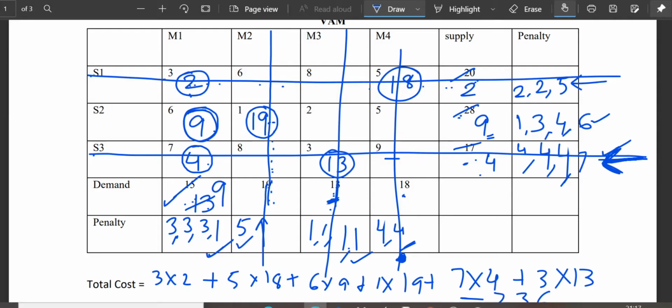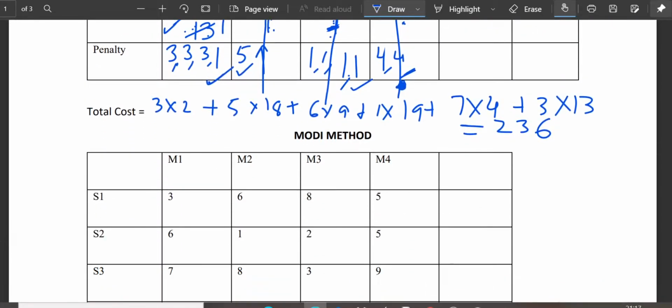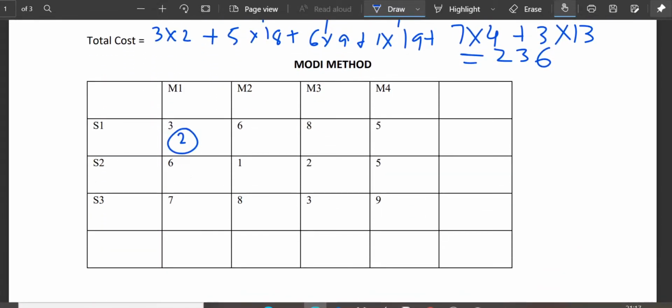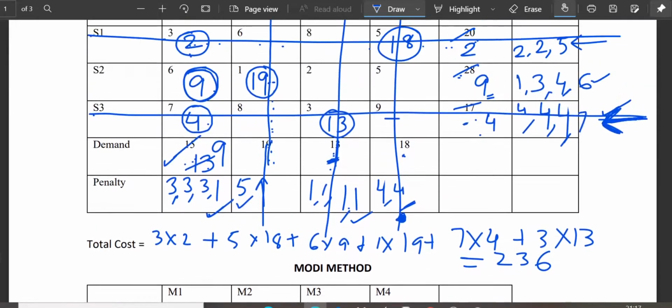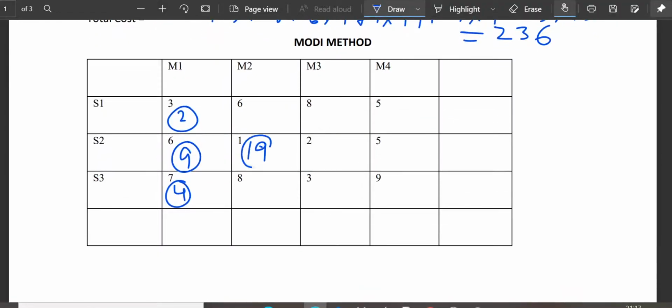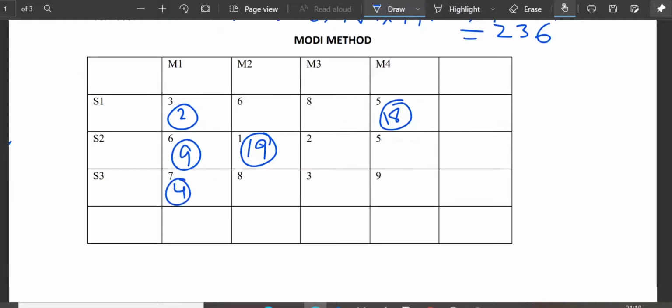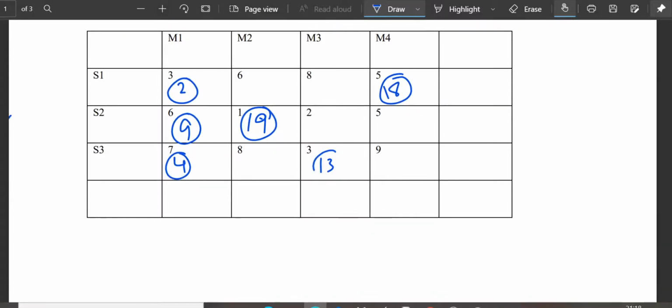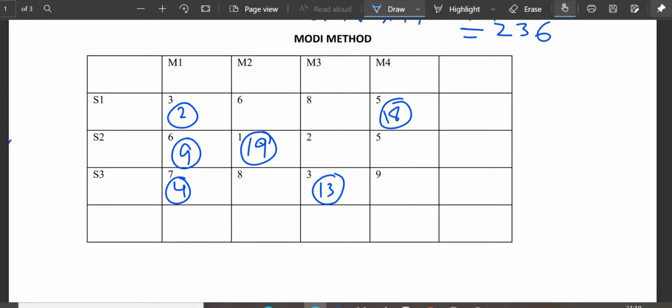So in the first column 2, 9 and 4. So 2, 9 and 4, right? And then 19, 18 and 13. So 19, 18 and 13. Now this is the table for the MODI method.